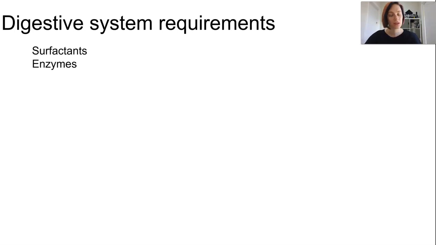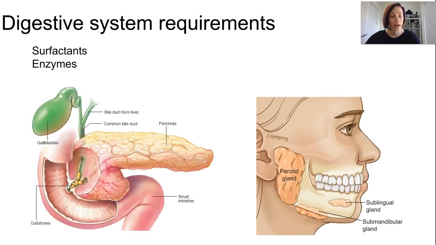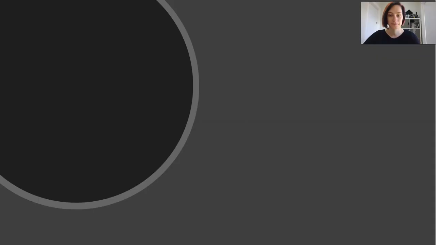Alright, aside from the digestive anatomy, there are other requirements for a functioning digestive system, and this includes surfactants and enzymes that are used to break up lipid molecules and catalyze reactions respectively. These can be produced in the cells lining the stomach, for example, in intestines, as well as the accessory glands, and secreted via ducts into the digestive tract. So we might be talking about the gallbladder, the pancreas, and the salivary glands here.